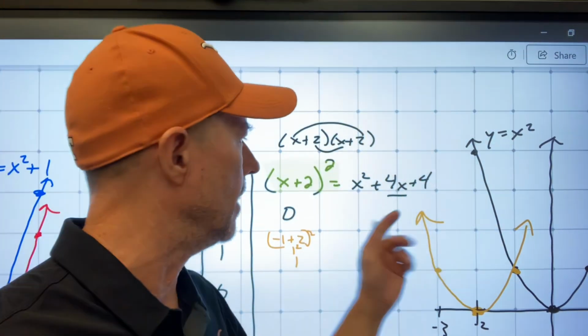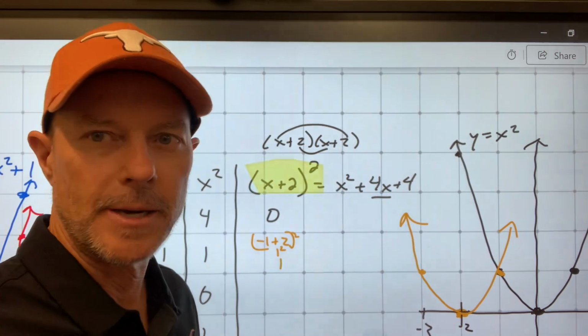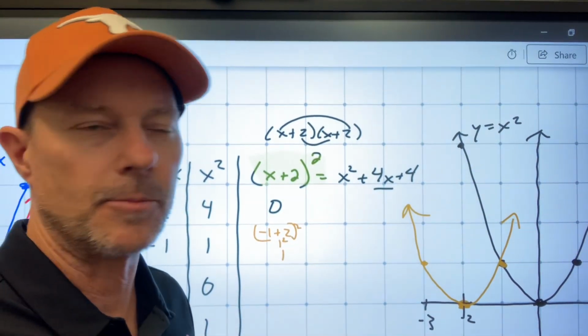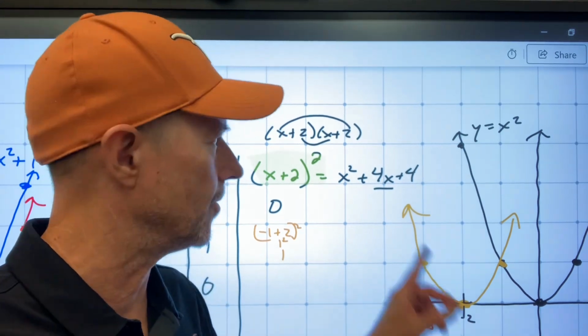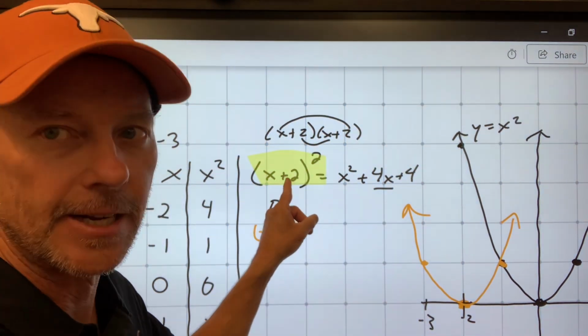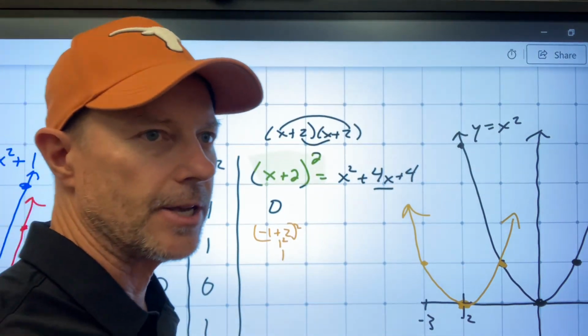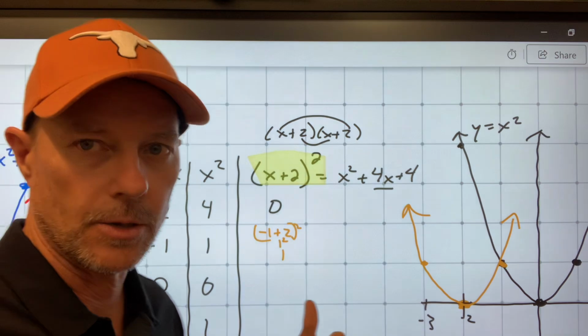Instead of going to the right, it actually went to the left. Some of my students remember that by saying "exes are liars." Their ex-boyfriend or girlfriend was a liar, so their exes are liars. If you're in here affecting the x first before you square, it lies to you. It makes you think you should go right because it's plus, but it goes left.